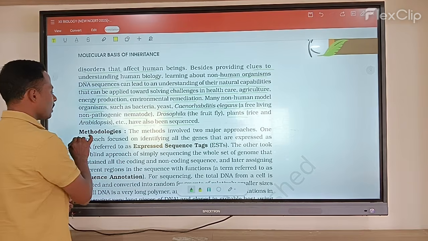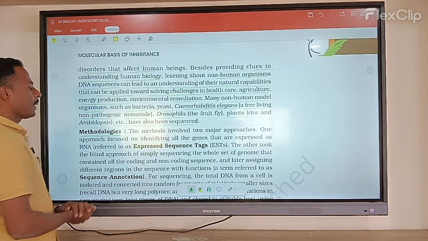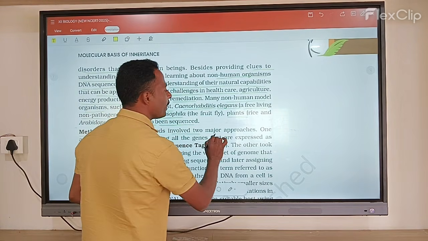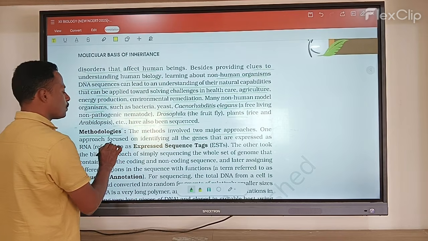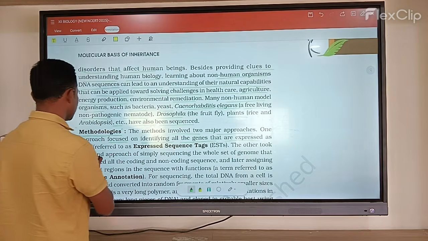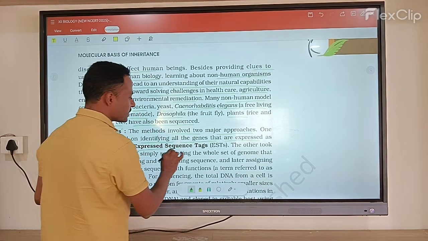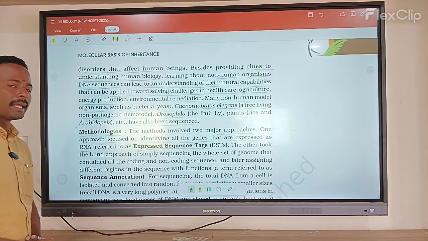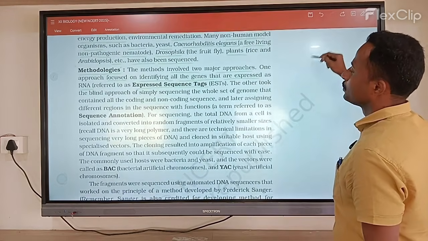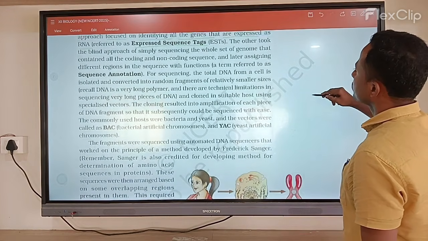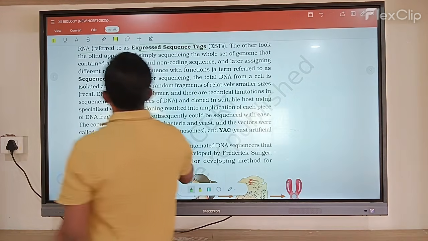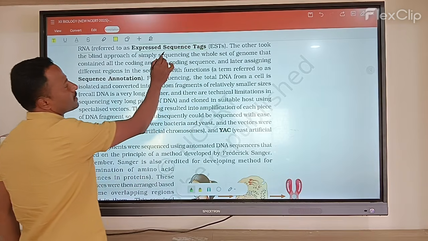Next, what are the methodologies? The methodologies involve two major approaches. One approach focuses on identifying all genes that are expressed as RNA, that is, expressed sequence tags. The first one is expressed sequence tags.